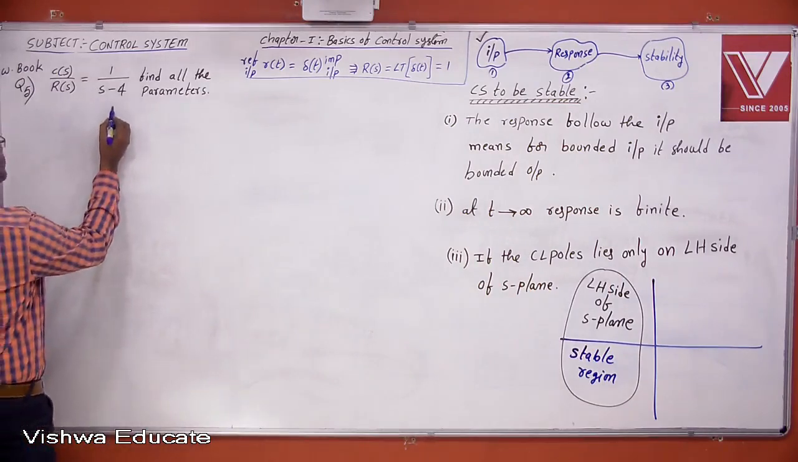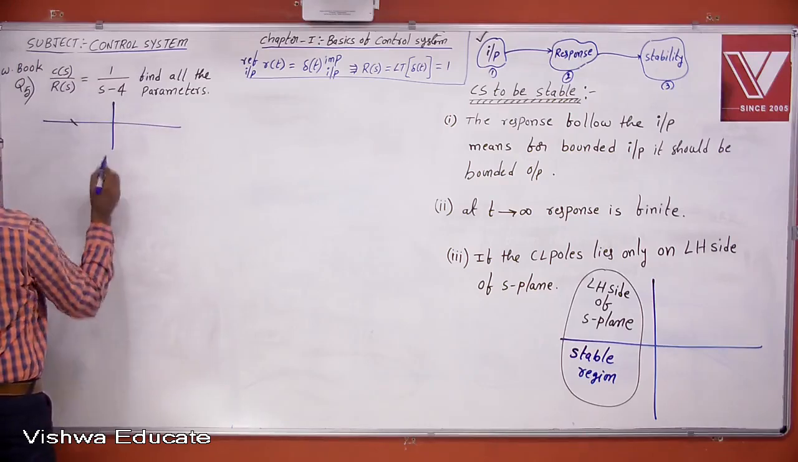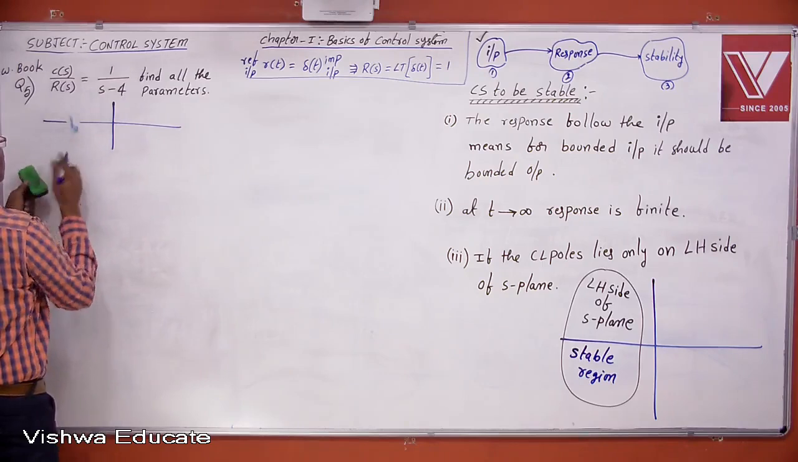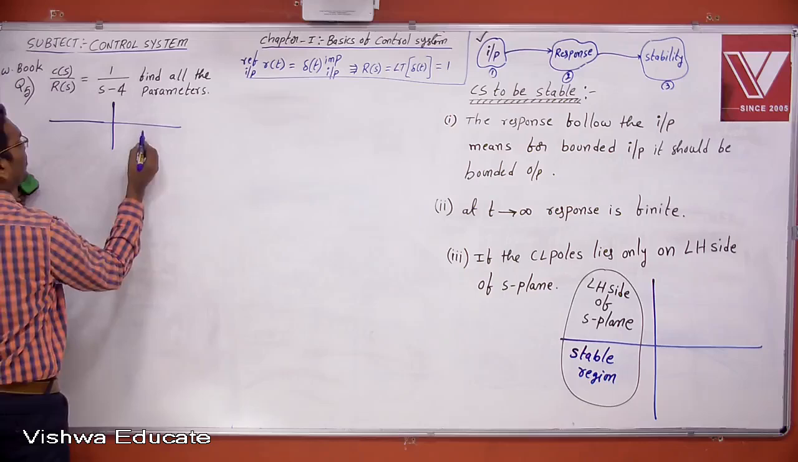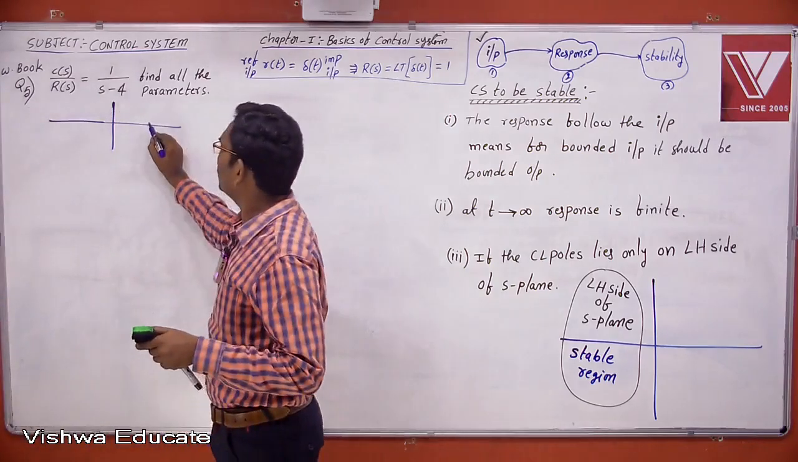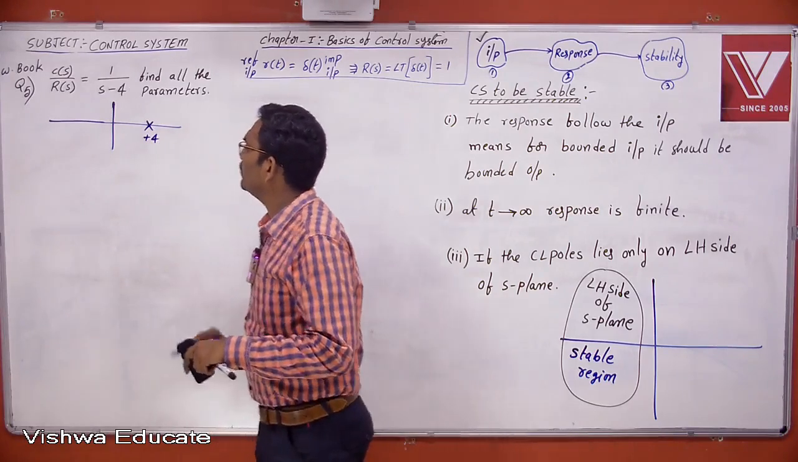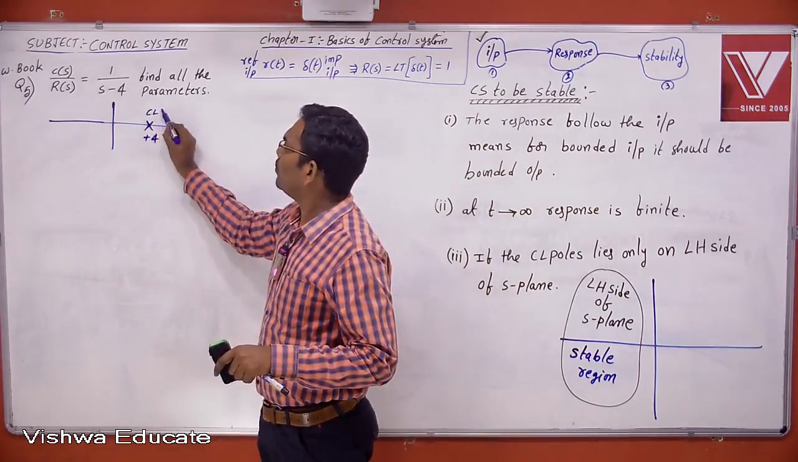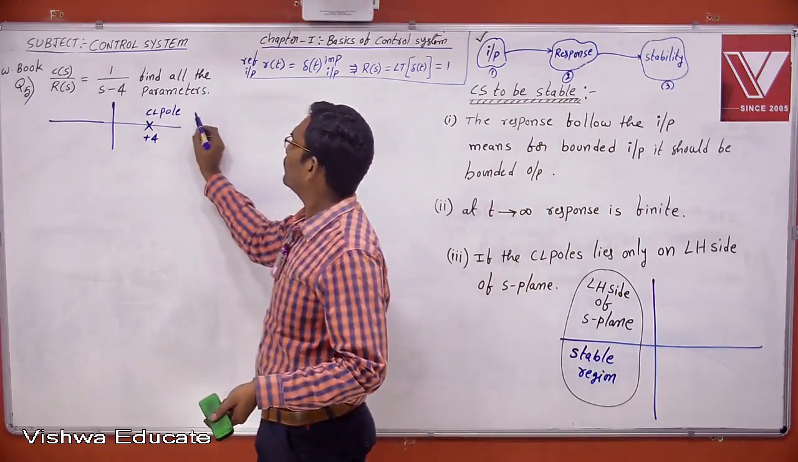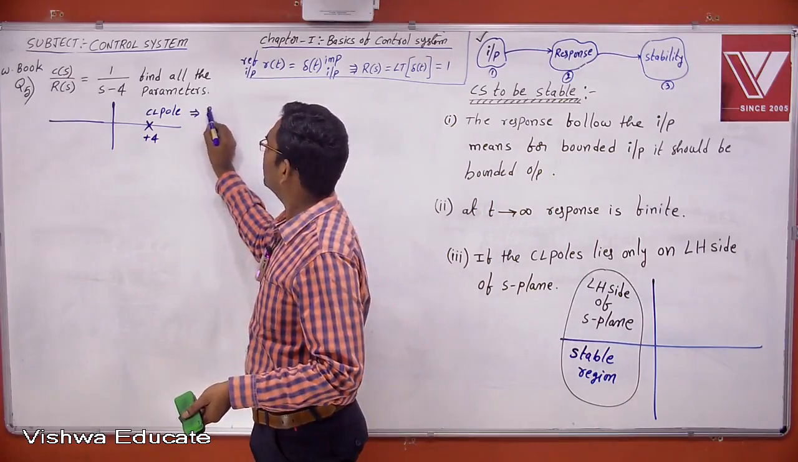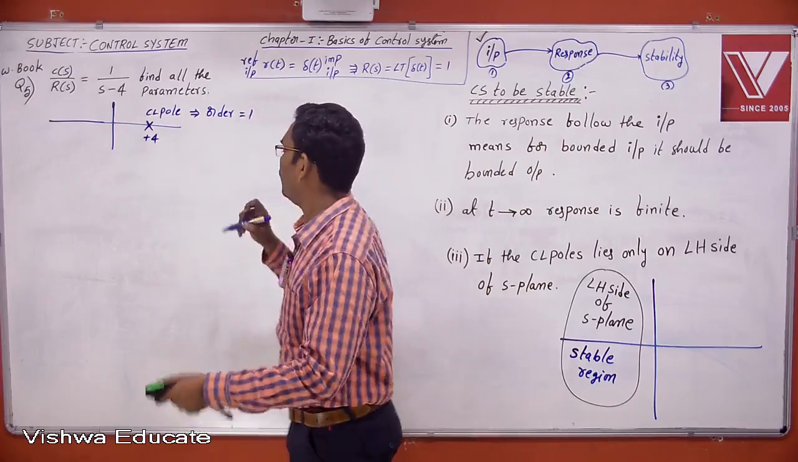First, identify the pole location. Is there any pole or zero? Yes, there is a pole. Where is this pole located? s - 4 = 0, so s = +4. This is a closed loop pole. How many closed loop poles? Only one closed loop pole. Therefore, the order equals 1.